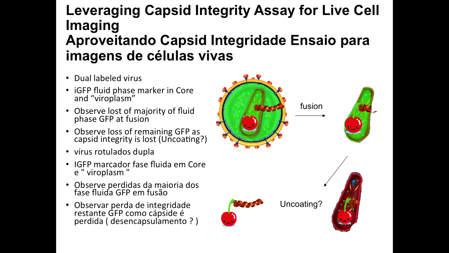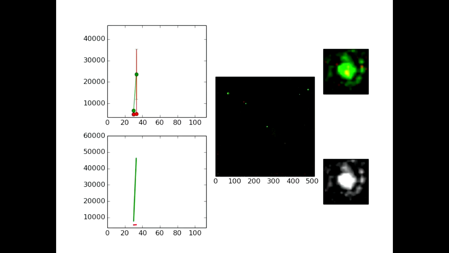So that's what we can see in this movie, I hope. Yes, all right, good. So if you watch here, this is the particle, a lot of GFP. It just went down. That was the first fusion event, and then it just went away, even though the red color is still there. So that was the loss of the capsid integrity. I'll just do that one more time.